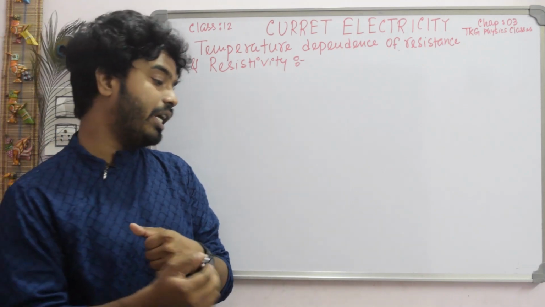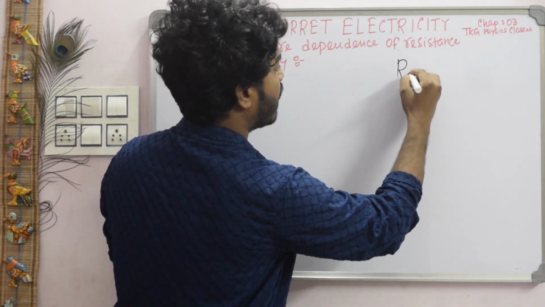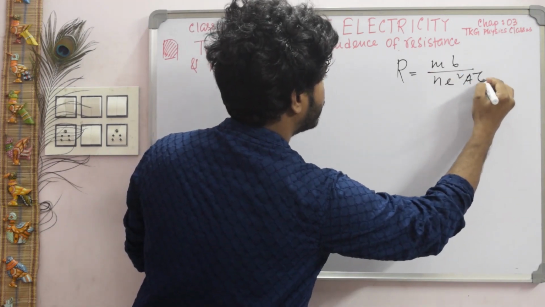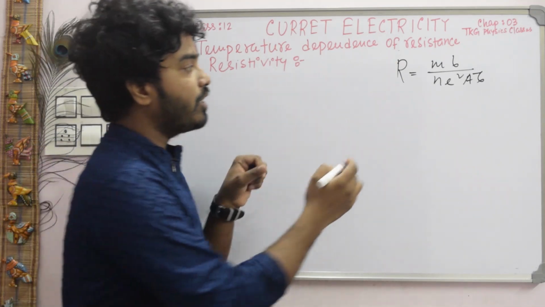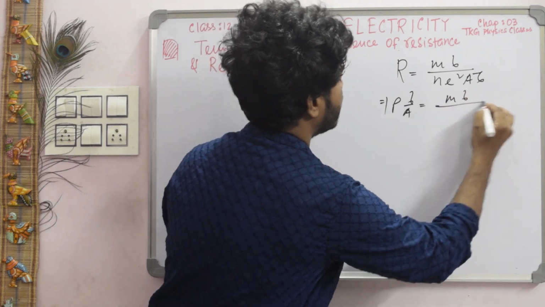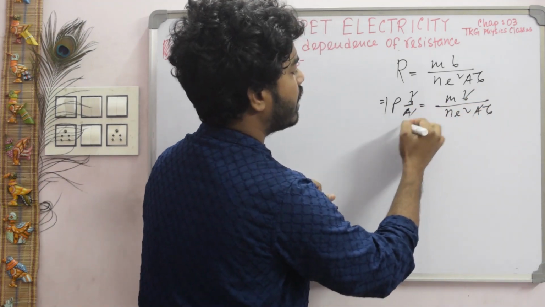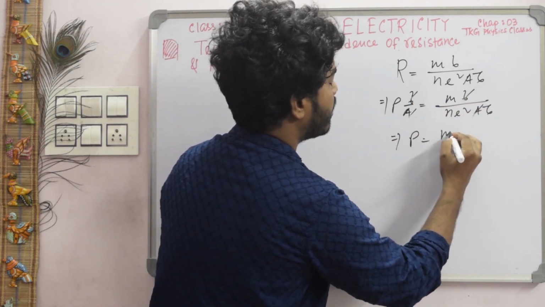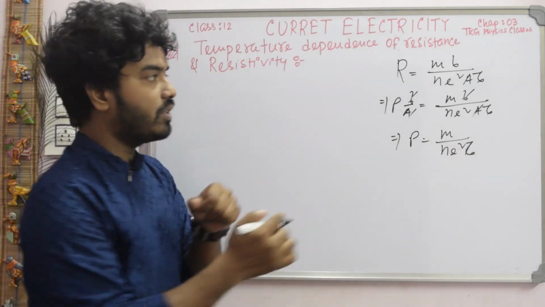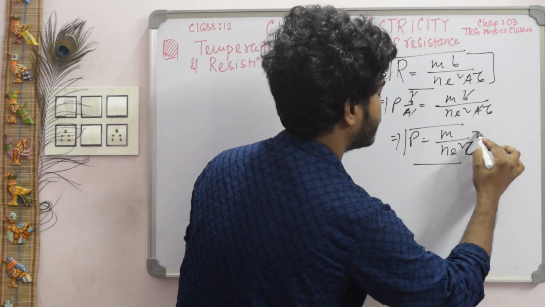In the third video, we derived this expression: resistance R is equal to ml divided by n square a tau. And you know R is equal to rho L by A. So from this equation, ml by n square a tau, cancelling L and A, rho becomes m divided by n square tau. This is the expression of R and this is the expression of resistivity rho.